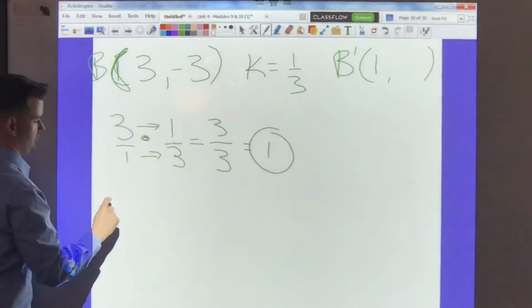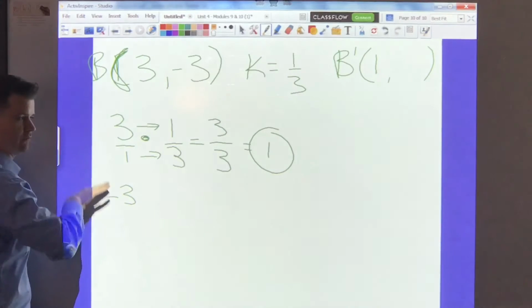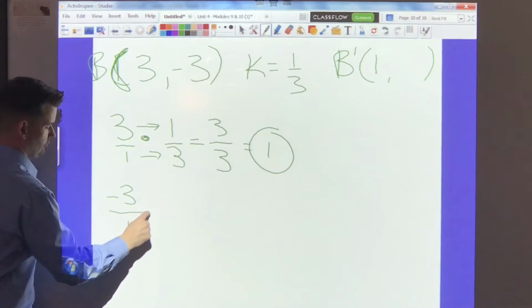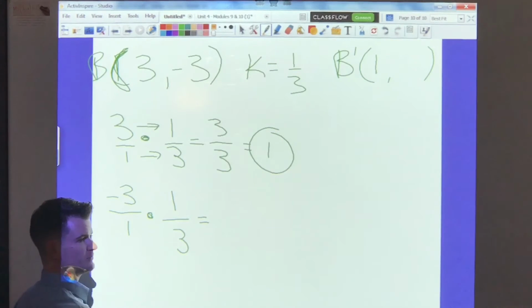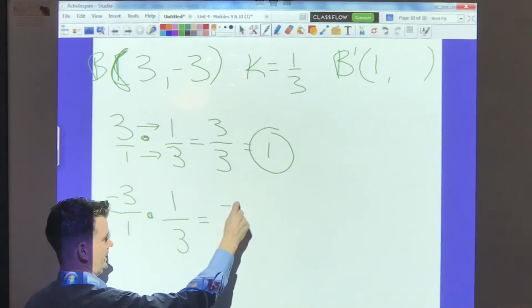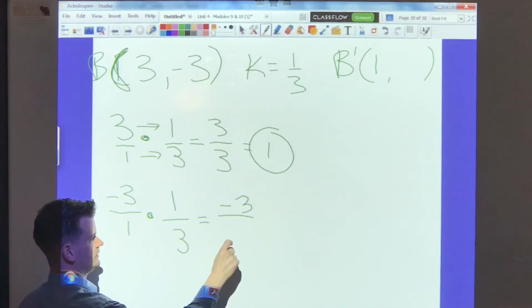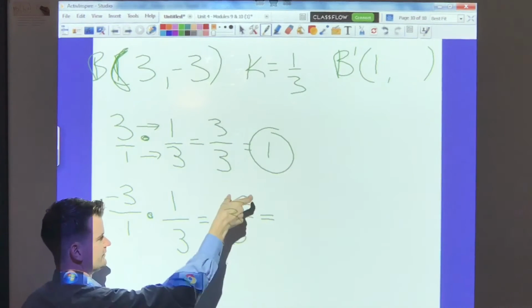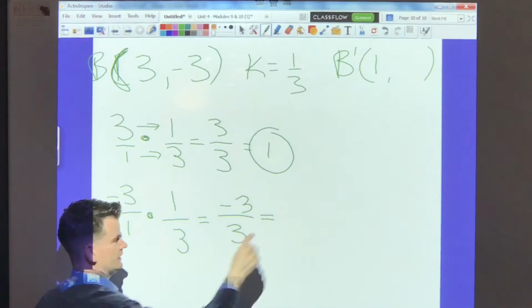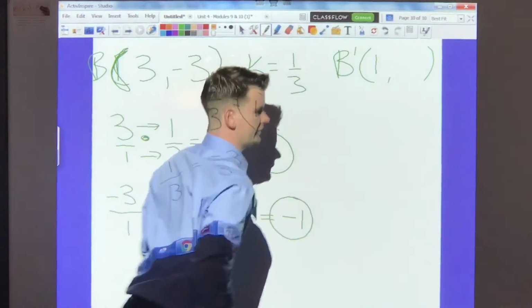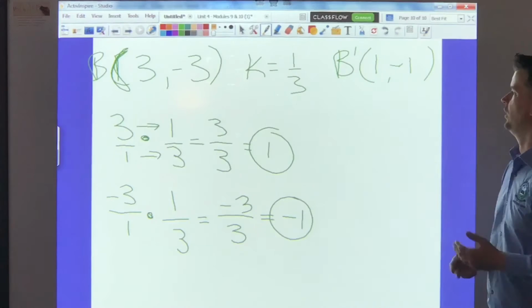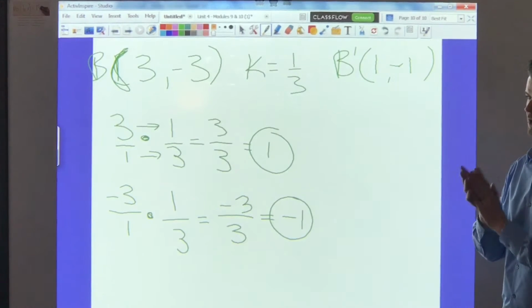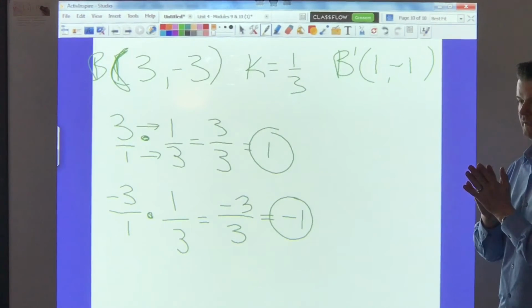All right, -3 now, same process. We put -3 over 1. We multiply that by 1/3, which is -3 times 1 gives me -3. 1 times 3 gives me 3, and then we divide. -3 divided by 3 gives me -1. Because when you divide, a negative and a positive give you a negative. -1 is my y.